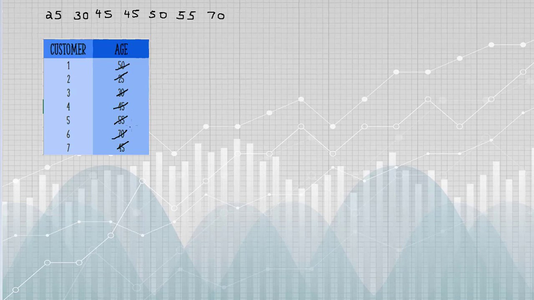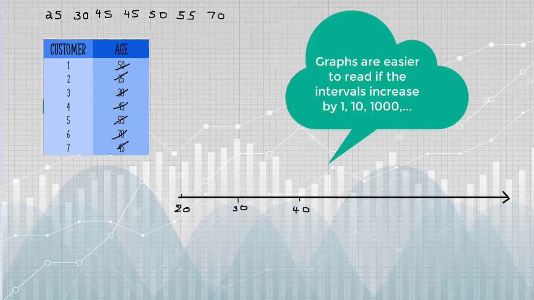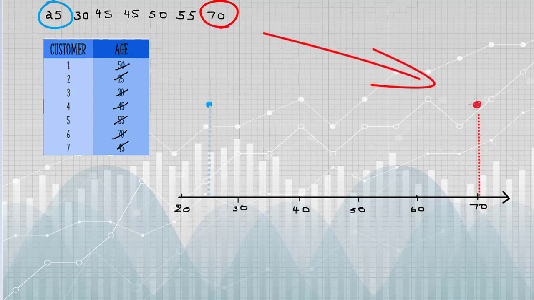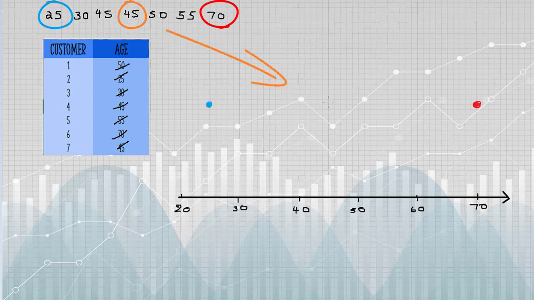The minimum is the smallest number, 25, and the maximum is 70. I'm going to draw a horizontal line and label it so it has a spread of that range from 25. I'm going to start that at 20 so that my tick marks go up by 10s, and that goes through to 70. Here's my minimum and my maximum. The median is the number in the middle of the set, that's 45.